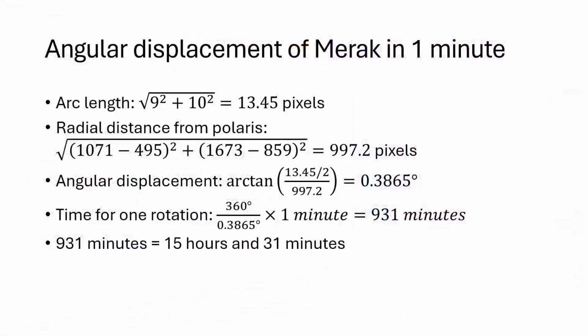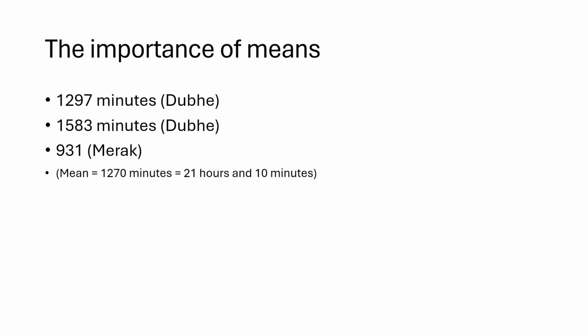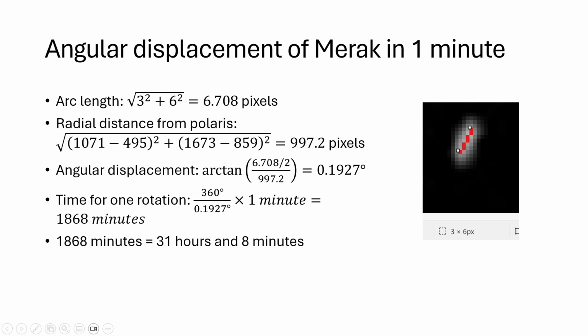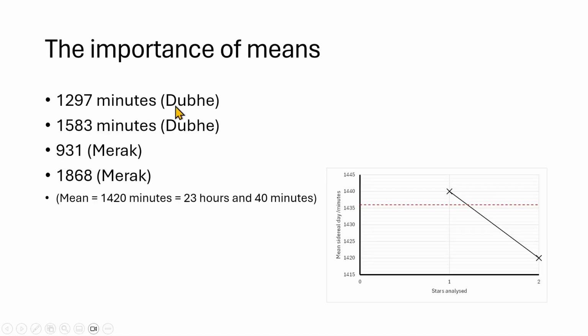Something's gone wrong. So let's look at another 2 positions on Merak, because that is way too low. And I went a little bit in, and you can see that there. Went in a bit. And I got a massive number, 31 hours and 8 minutes. Pluck those numbers into this list. Well, I've forgotten the units there, but you get the idea. And woof! The mean sidereal day, which was a little bit too high, is now way too low. 23 hours and 40 minutes when you calculate the mean of all 4 of these data points.